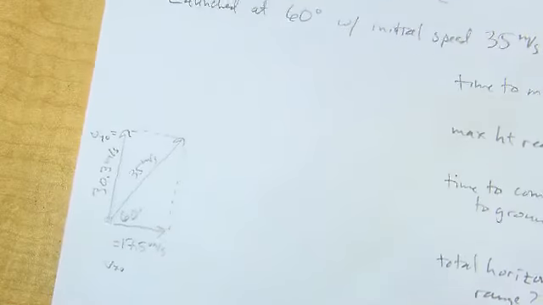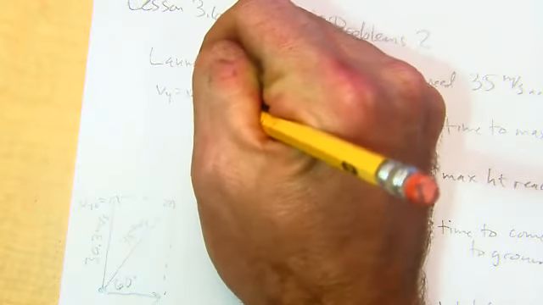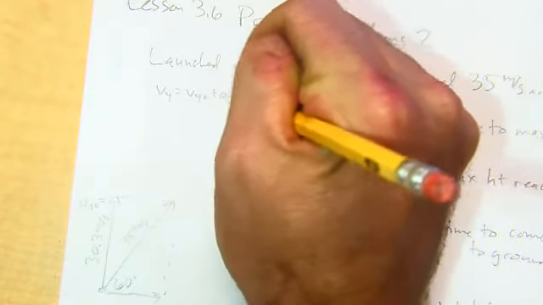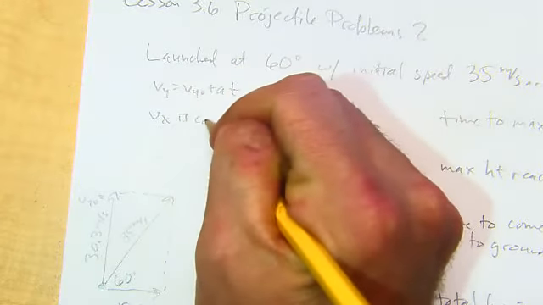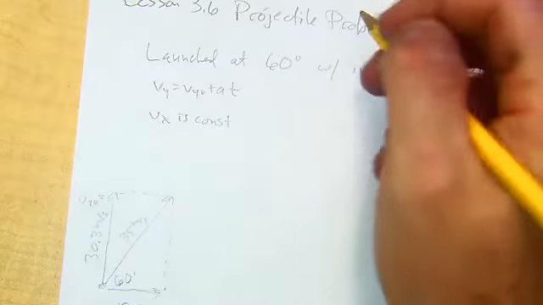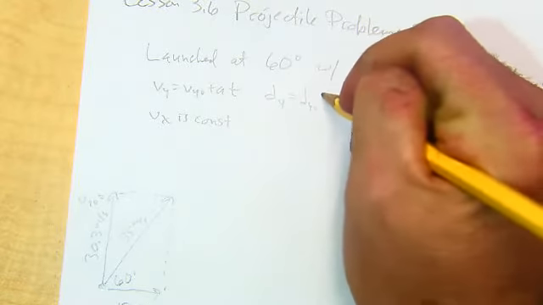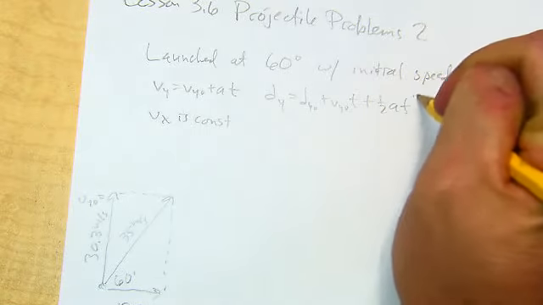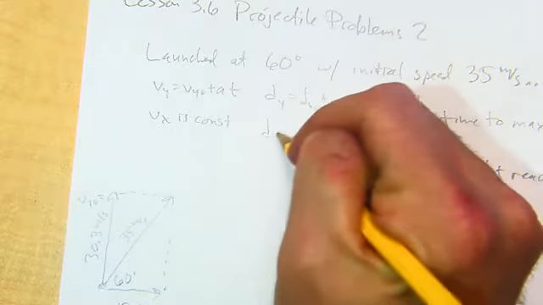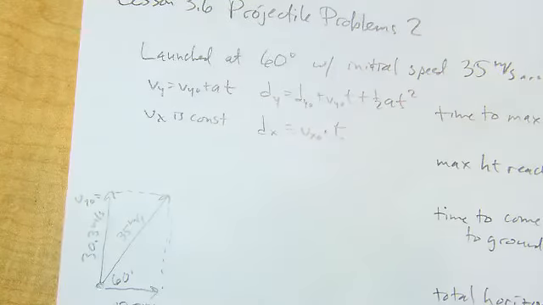Okay, let's look at our equations we got. That was our Vy equation. Vx is constant. And then we had our d equations. dy equals dyo plus vyo t plus a half a t squared. And then what was dx? Just equaled vxo times t, right? Because that was just constant.